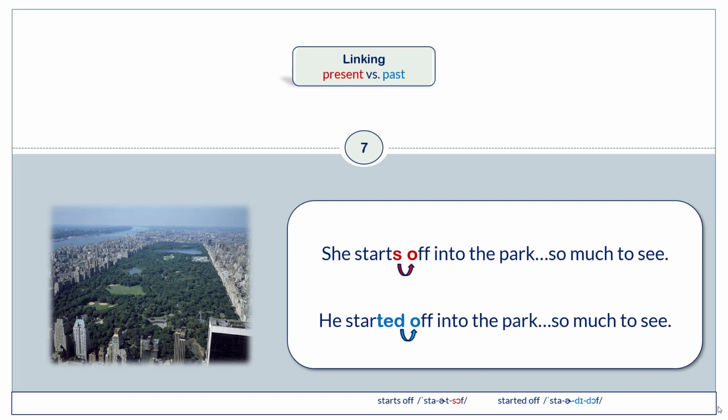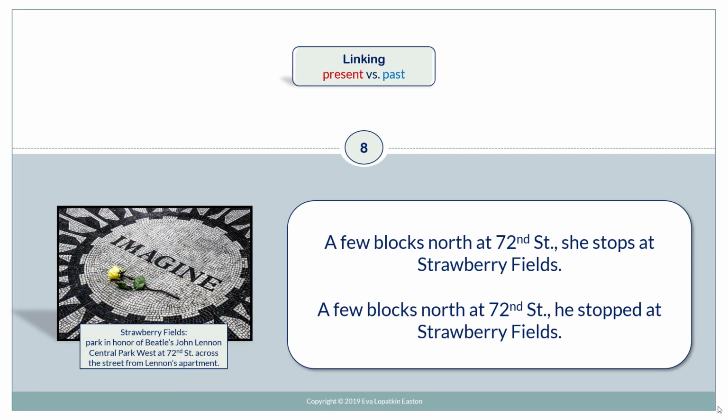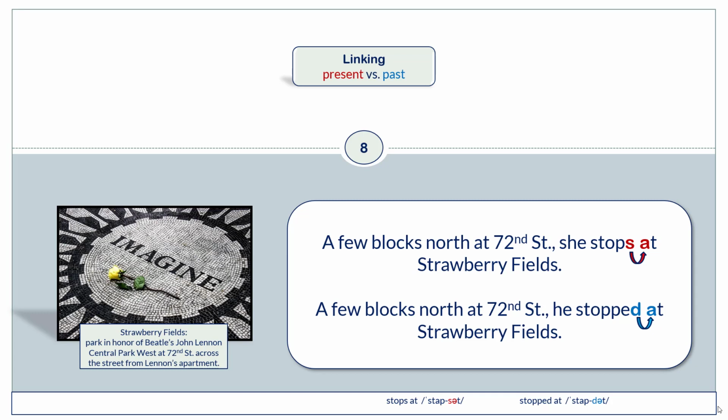She starts off into the park, so much to see. He started off into the park, so much to see. Starts off. Started off. A few blocks north at 72nd Street, she stops at Strawberry Fields. A few blocks north at 72nd Street, he stopped at Strawberry Fields. Stops at. Stopped at.